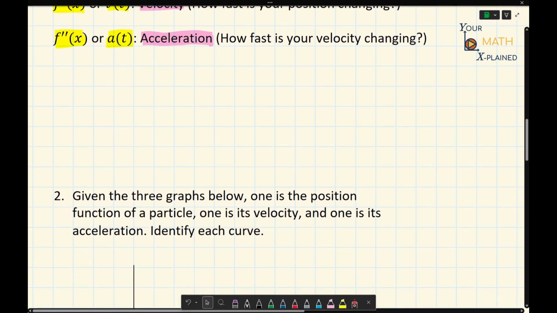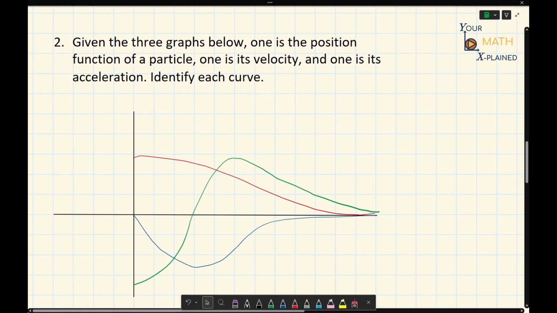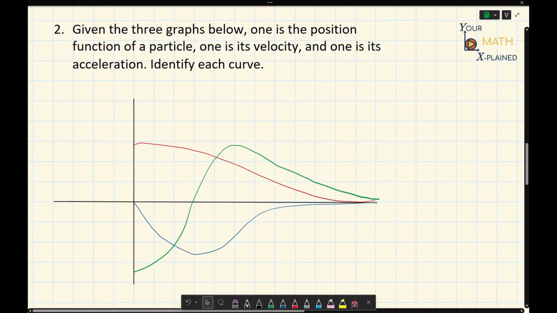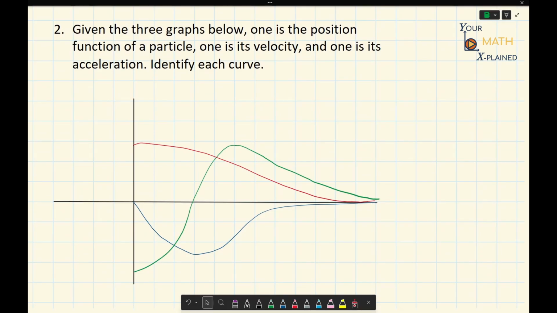Next, we're going to take a look at an example where we have three graphs that are drawn on the screen here. One of them is the position, another one is the velocity, and then the third one is the acceleration. And we want to identify which one is which. So there are multiple different ways of doing this, but what I like to do is take a look at the graphs and identify if each graph has a point where we have a horizontal slope. And the reason I do that is because I find it easier to spot.